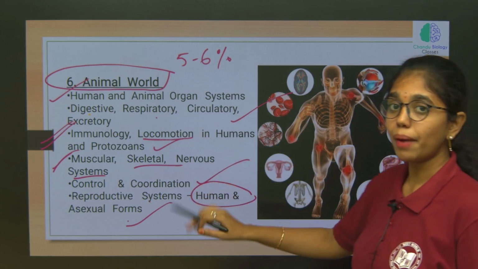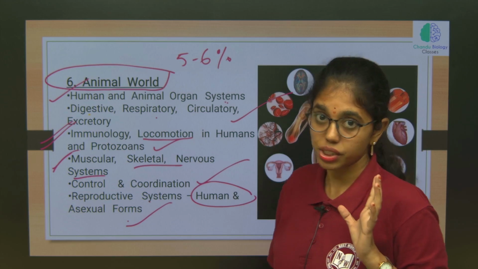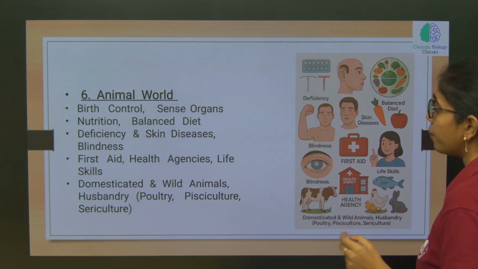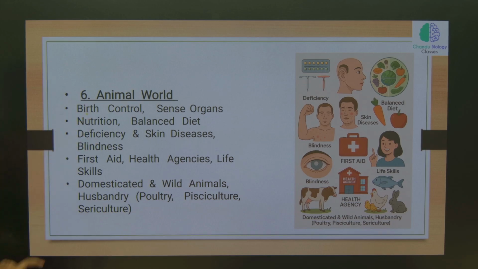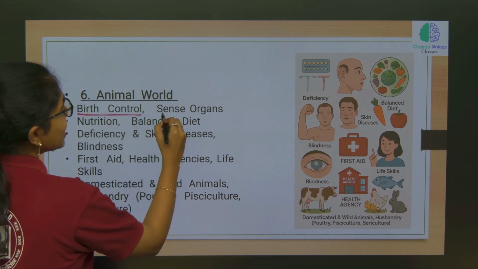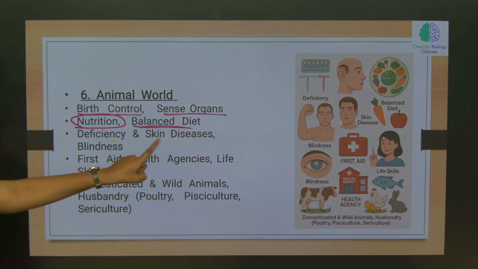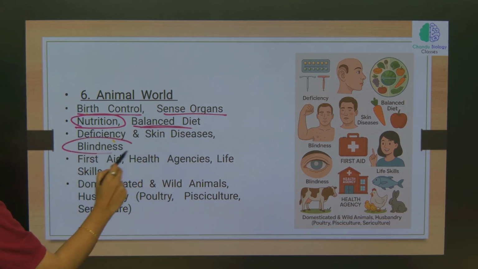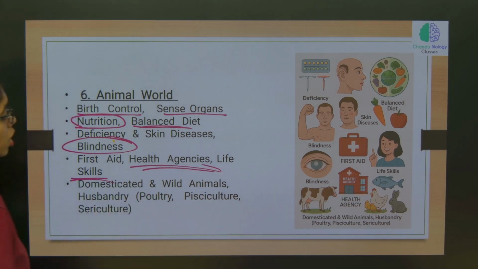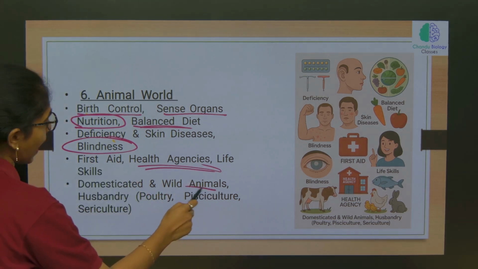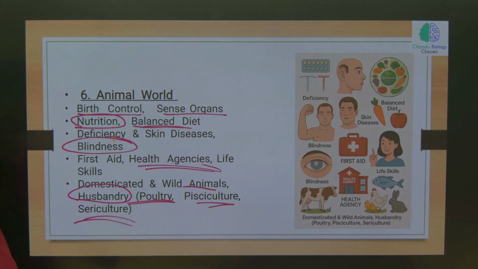So even in this chapter, after each and every segment of this chapter, we are having questionnaire sessions. So make use of it. And then continuation of the animal world, we have these concepts: birth control, sense organs, nutrition, balanced diet, deficiency and skin diseases, blindness, first aid, health agencies, life skills, domesticated and wild animals, husbandry, poultry, pisciculture and sericulture.